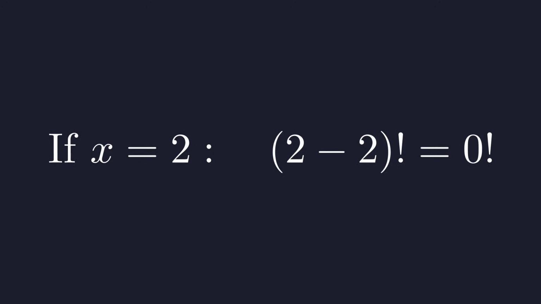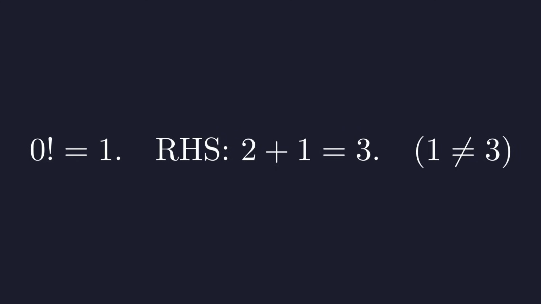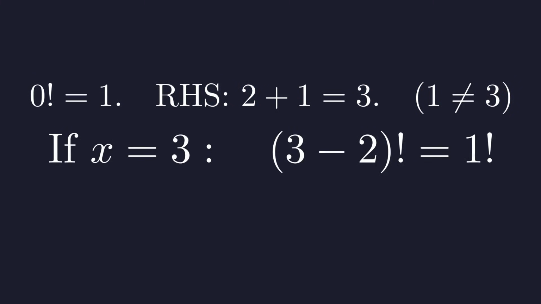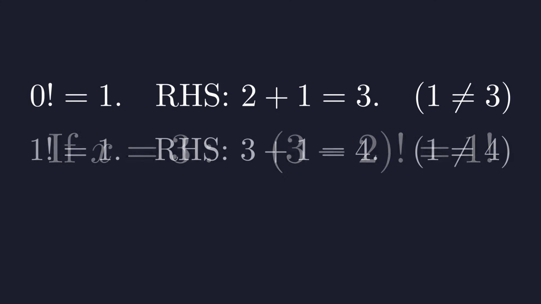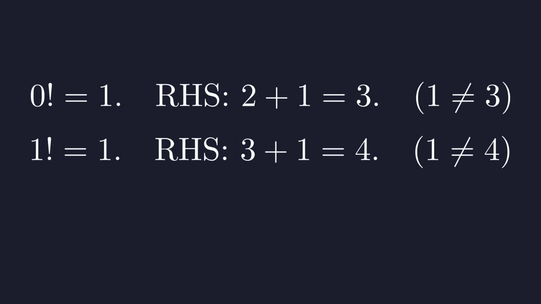Let's try x equals 2. The left side becomes 0 factorial. That's 1. The right side is 3. So 1 doesn't equal 3. Not a solution. How about x equals 3? That gives us 1 factorial, which is 1. The right side is 4. Still no match.